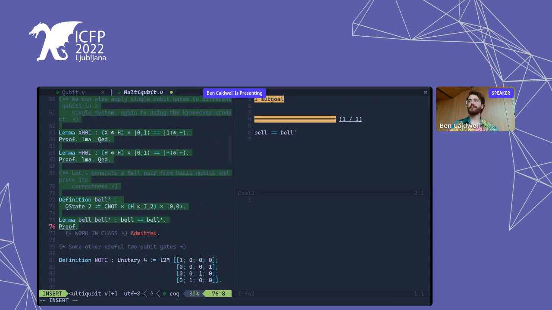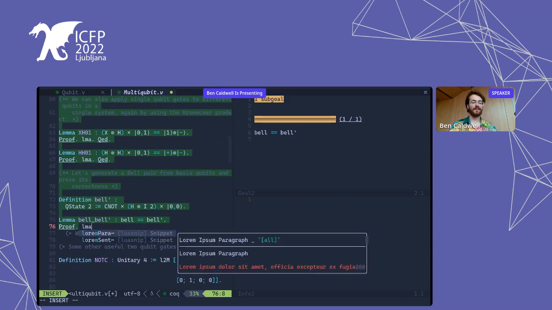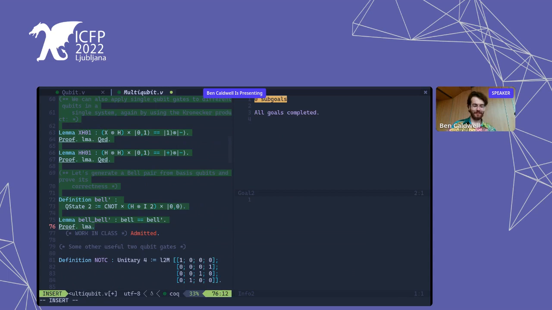Anybody have any idea for what might be the first thing we attempt? LMA. It would be nice. Let's see. It works. Yes, the automation is fairly powerful, right? We have a couple of things being multiplied together here, but it works out to be this state for us.